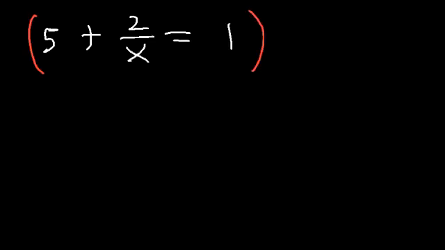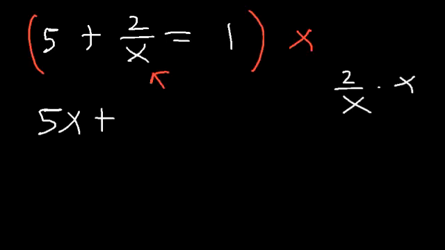So now let's talk about solving equations that have fractions in them. Let's say you have 5 plus 2 over x, and that's equal to 1. How can you solve for x in this equation? What I would recommend doing is multiplying both sides by the common denominator. There's only one denominator here, so let's multiply by x. So you've got to multiply everything by x. 5 times x is 5x. 2 over x times x, the x variables cancel, so you're left with 2. And 1 times x is x.